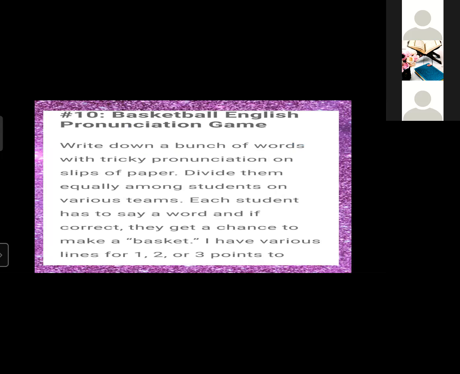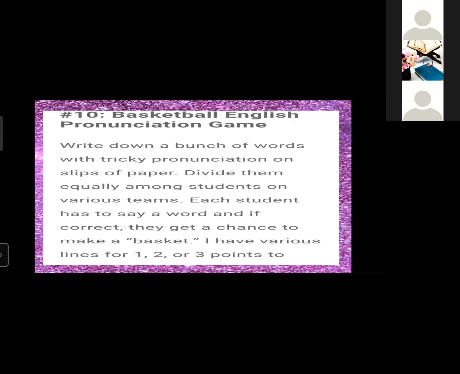Also, we have the basketball English pronunciation game. Here, you can have 2 baskets in the classroom with two vowel sounds or 2 consonant sounds. You write a lot of words on slips of paper and put each group of words in the basket. You ask the learners to throw a ball in the basket, bring a word, and say it aloud to their classmates, and so on.